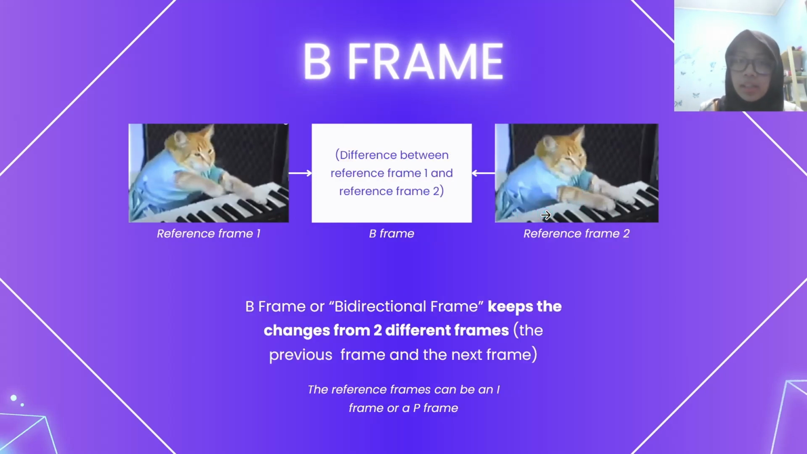The next one is the B-frame. The B-frame, or bidirectional frame, keeps the changes from two different frames, the previous frame and the next frame. The reference frame for the B-frame can be an I-frame or a P-frame. For example, this is a B-frame. The B-frame has two references, the previous one and the next one, and it calculates the difference between frame 1 and frame 2. This difference will be stored in the B-frame.